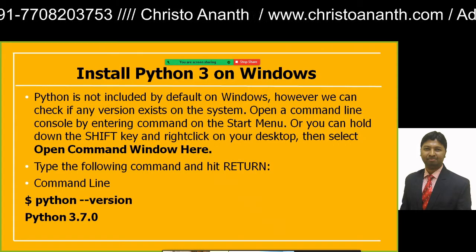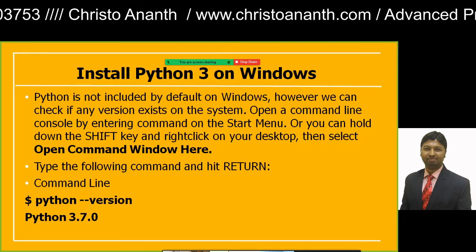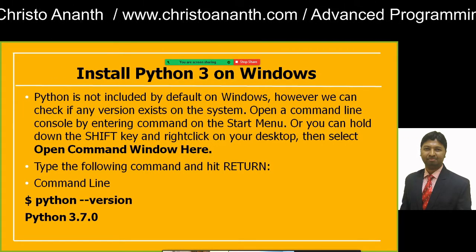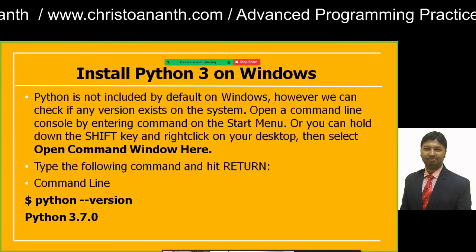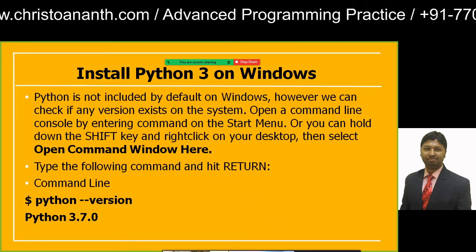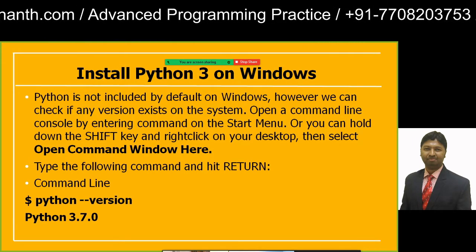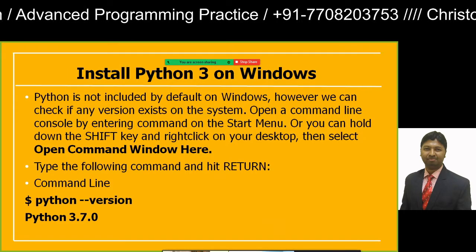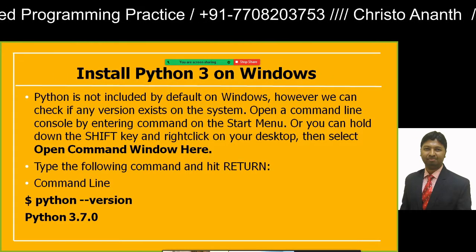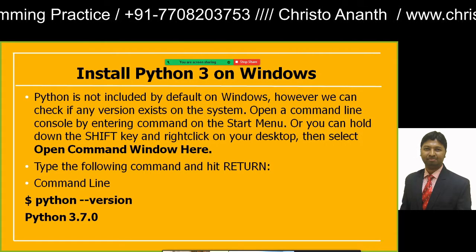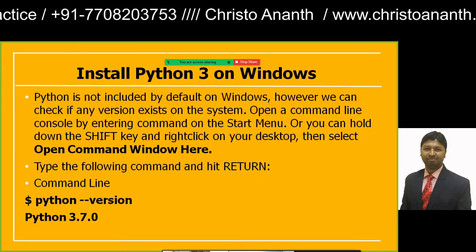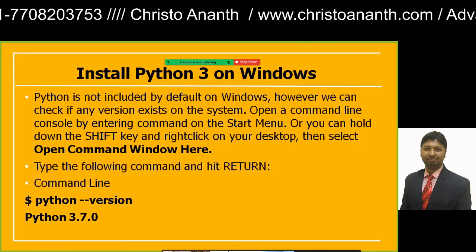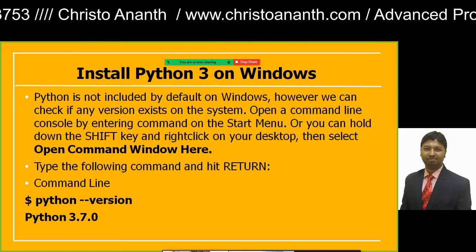What you have to do is enter the command on the start menu, or press Shift and then right click on your desktop. Then you can open the command window and type $ python --version. You can get the Python version 3.7.0. So you can confirm what type of Python 3 version you have on your Windows platform.